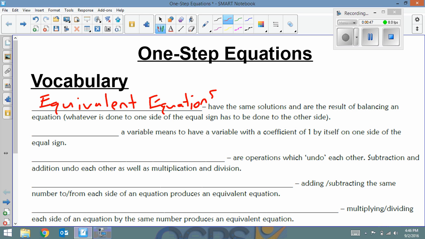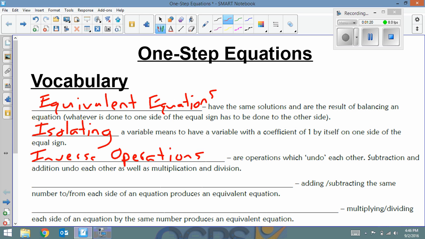A variable means to have a variable with a coefficient of 1 by itself on one side of the equal sign. So when we're talking about that, we want to keep the variable by itself. We never touch the variable. We call this isolating. When we isolate the variable, we're getting it by itself. The operations which undo each other are called inverse operations. Basically they take each other and cancel each other out.